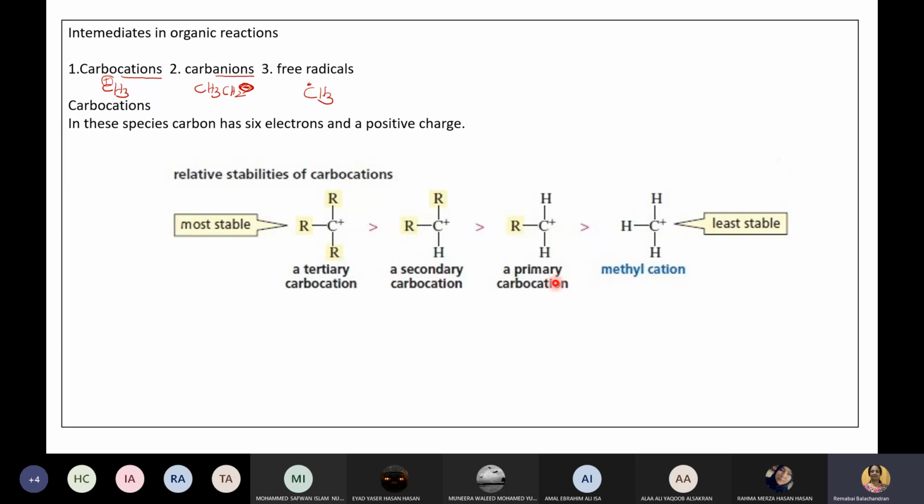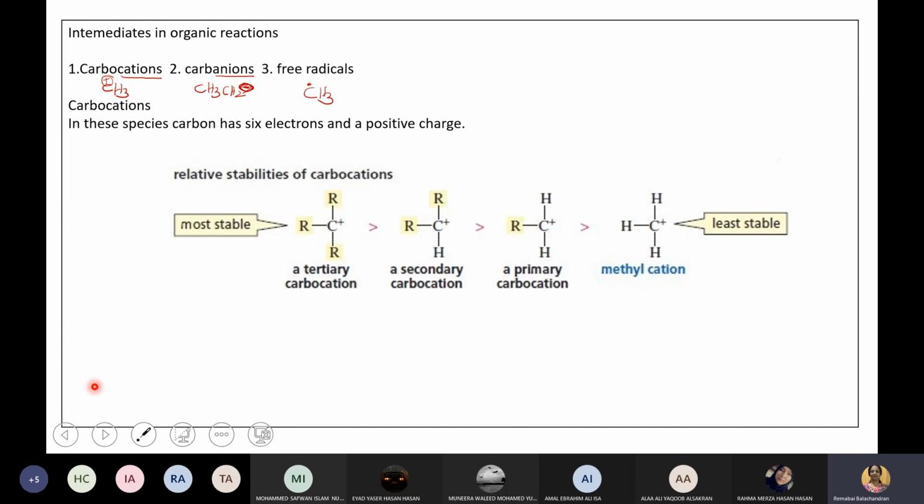This is a primary carbocation, that means we consider this one as alpha carbon. The carbon with positive charge is attached to 1 alkyl group, so it's primary. Since it is attached to 2 alkyl groups, it's secondary. Since it is attached to 3 alkyl groups, it's tertiary. Now, something is written here: most stable, least stable. The most stable one is the tertiary carbocation. The least stable one is methyl carbocation.